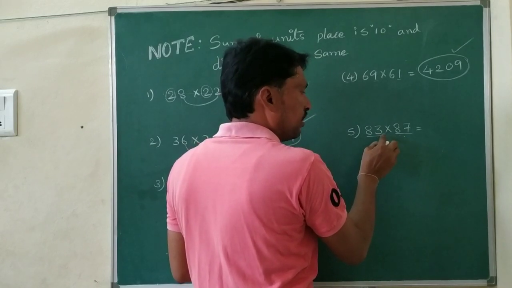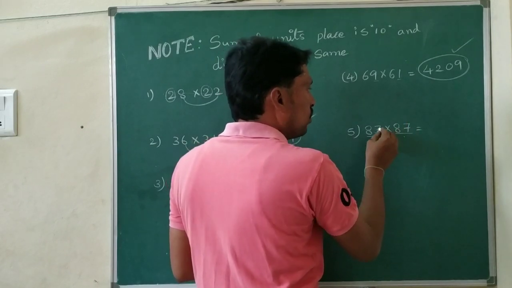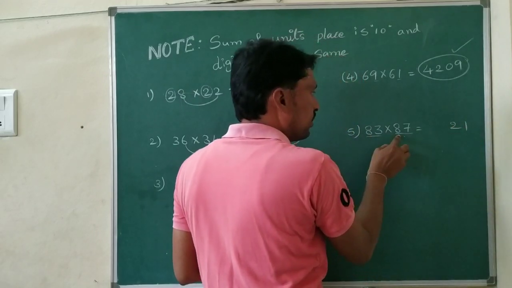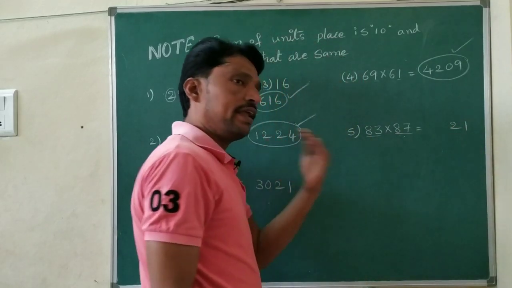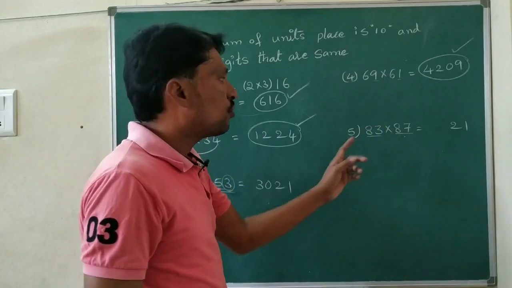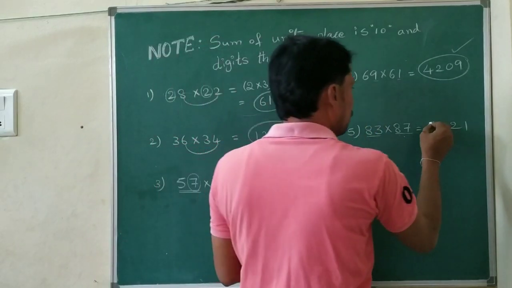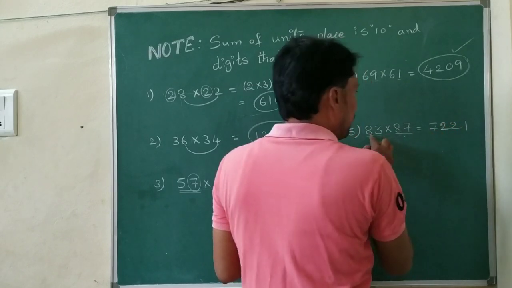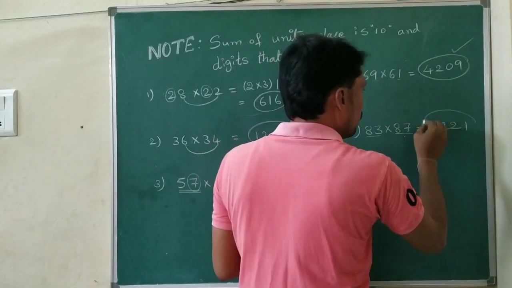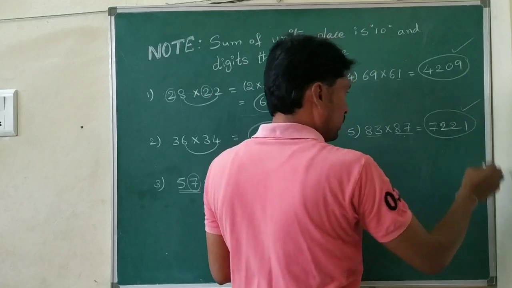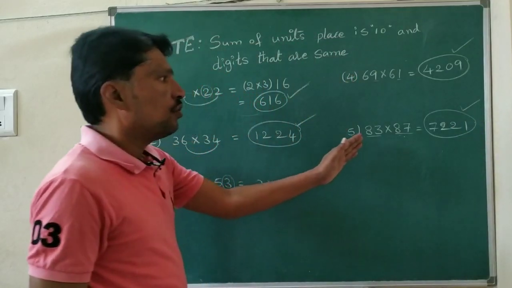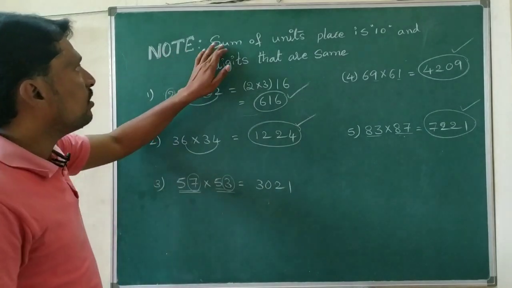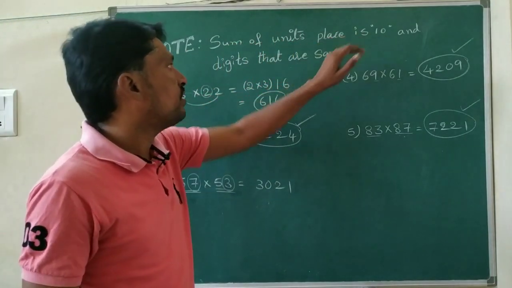Now this number is 83 and this is 87. Units digits are 3 and 7. 3 into 7 is 21, and the tens place digits are 8 and 8. So 8 and the next digit is 9. 8 into 9 is 72. So 83 into 87 we got 7221.